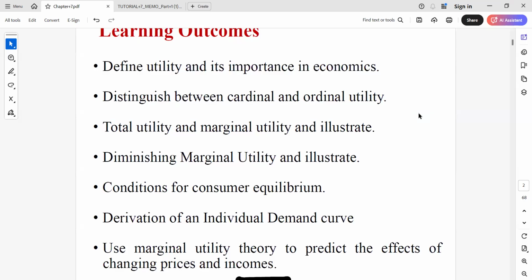Okay, so the learning outcomes: you have to define utility and its importance in economics, distinguish between cardinal and ordinal utility, total utility and marginal utility, illustrate diminishing marginal utility, illustrate conditions for consumer equilibrium, derive an individual demand curve, and use marginal utility theory to predict the effects of changing prices and income. So let's get into it.